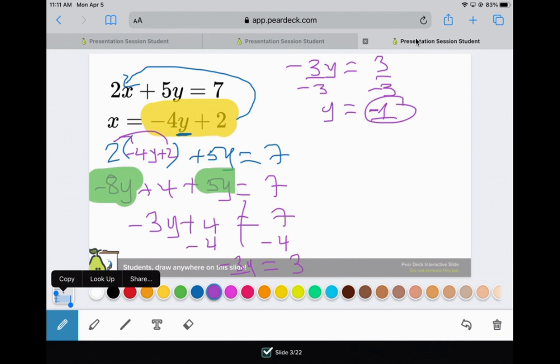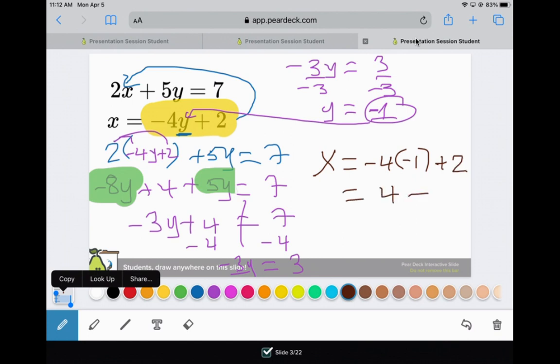Once you solve for y, what you can do is plug it back into the y for one of the equations to solve for the x value. So here I have x equal to negative 4 times negative 1 plus 2. So your answer would be 6, negative 1.